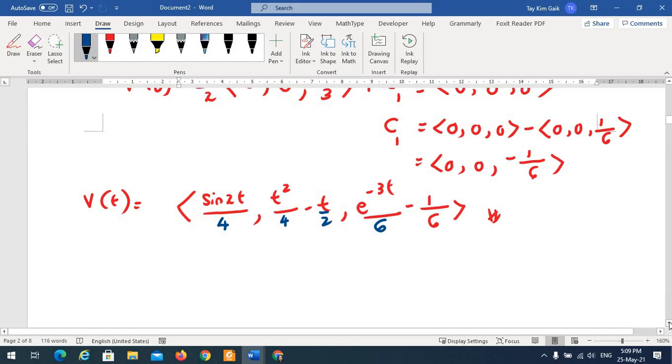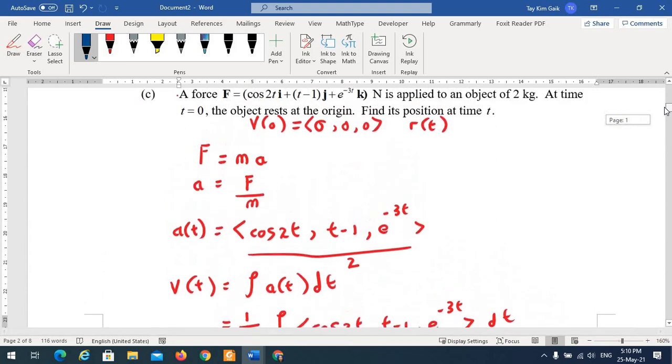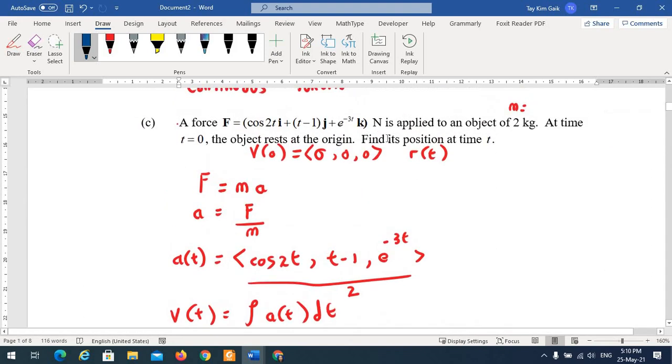so from V(t), how to find the R(t)? Okay, from A(t), we already integrate, we get V(t). So from V(t), we want to get the position vector R(t). So how to obtain R(t)? Find its position at time t. So this one we want to find R(t). Okay, I just ask you a simple question only, not yet ask you to solve.